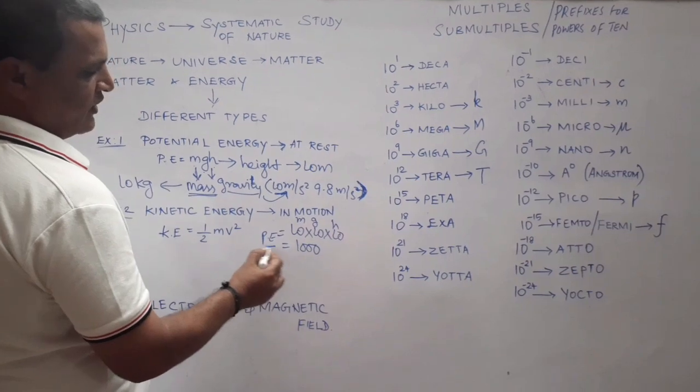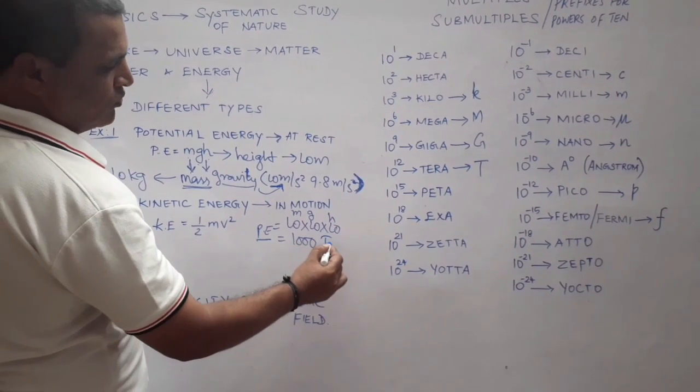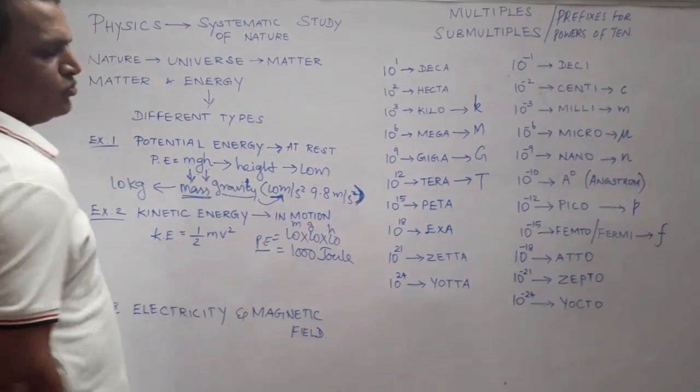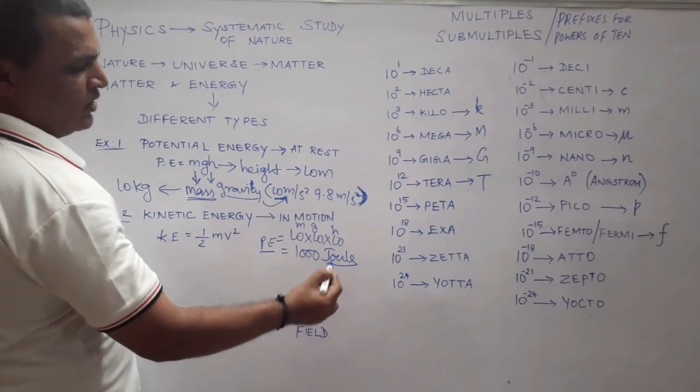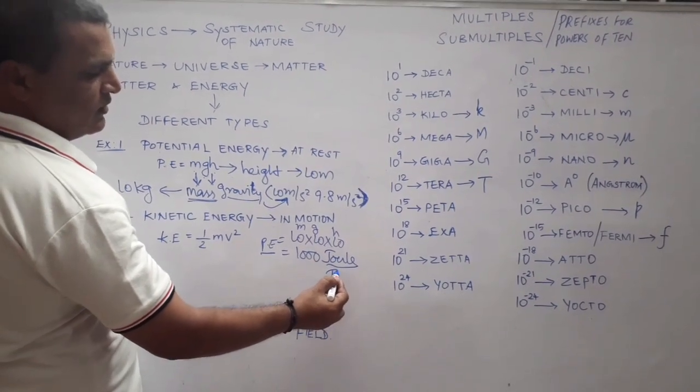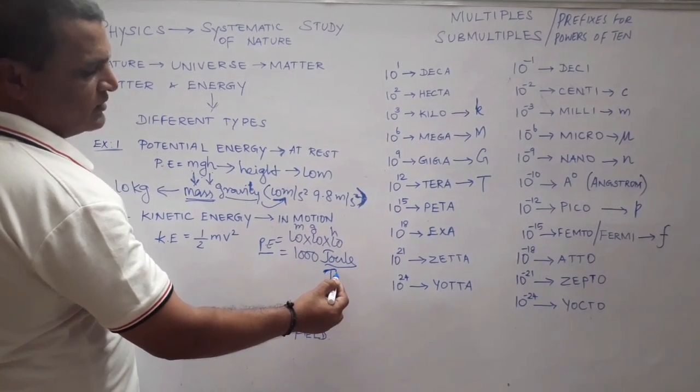What is the unit of energy? Energy is measured in joule. Either you can write it as joule fully or simply the symbol J, just to honor the scientist, Joule.